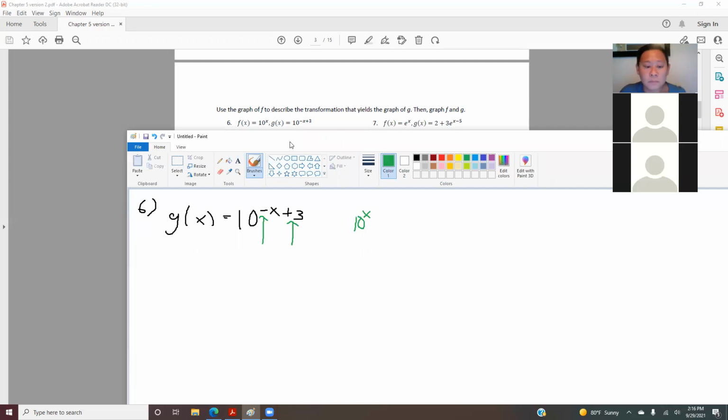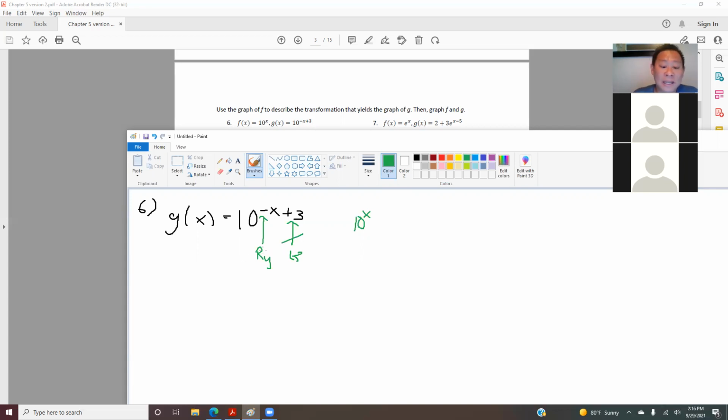You have a reflection on the y-axis and you move to the right 3. Right or left? To the left. Left, yep. Left 3, right? Now, don't forget positive is the flip. Positive means go left, negative means right. Now, this is a very special case because you got the negative and no parentheses.